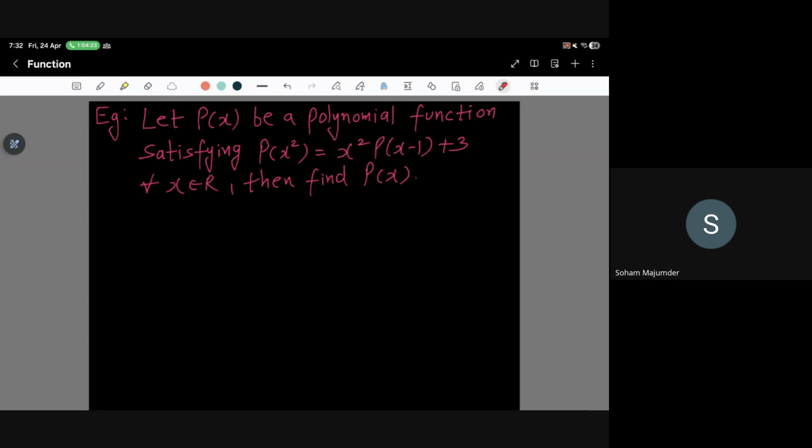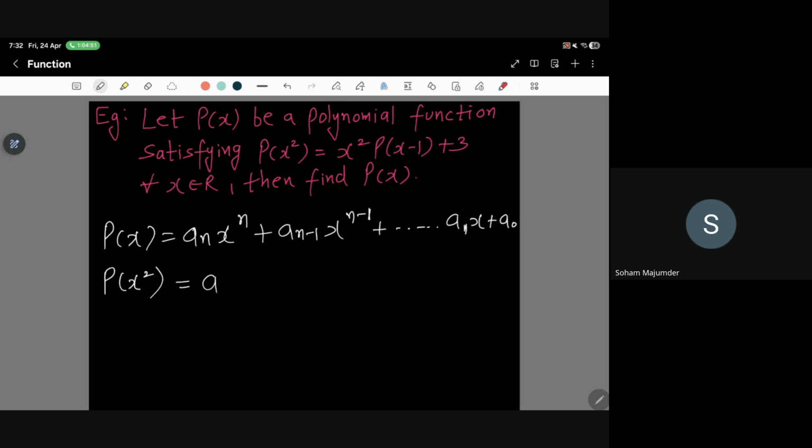So now let's see, your general polynomial function is a_n x to the power n plus a_(n-1) x to the power n minus 1 till a naught, or let's write one term a1 x plus a naught. Now if I want to create these two polynomial functions, in the first function x must be replaced with x square, so change x with x square, so this becomes x to the power 2n, this becomes x to the power 2n minus 2. This is my first function.